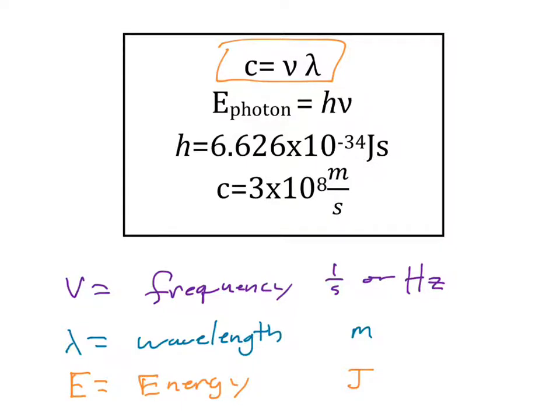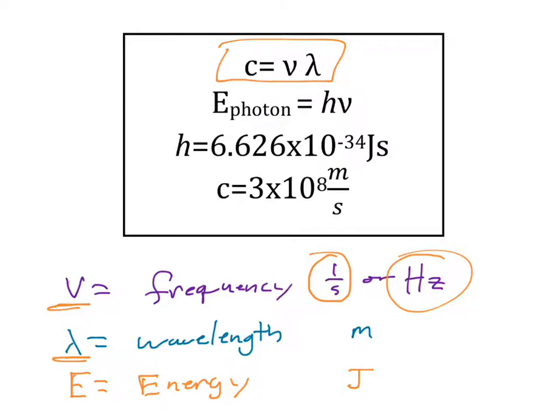Lambda is the upside down Y, so this right here is lambda. Now notice how we have v, which is frequency, and lambda, which is wavelength. The units for frequency are per second, which is 1/s or hertz. They're the same units, so just keep that in mind. The frequency is going to have the units of hertz or 1/s.